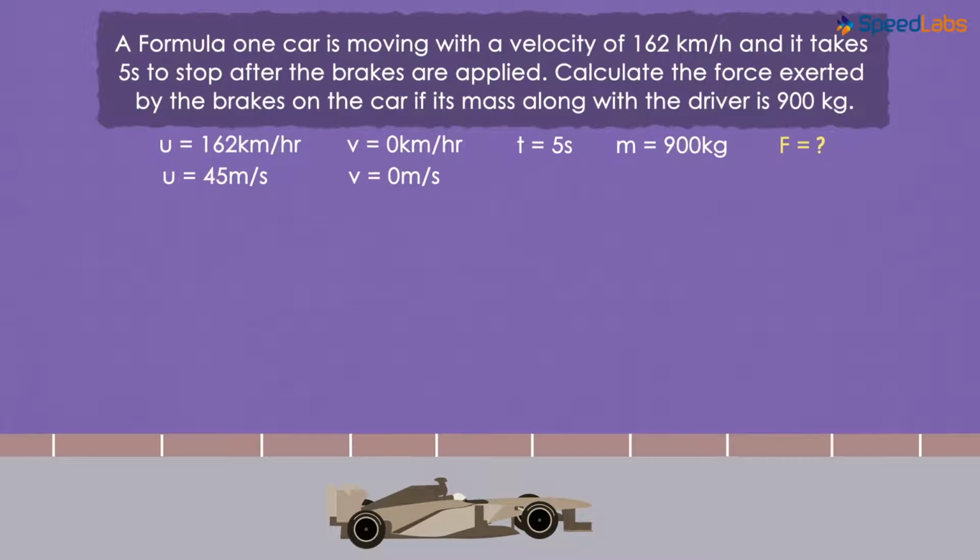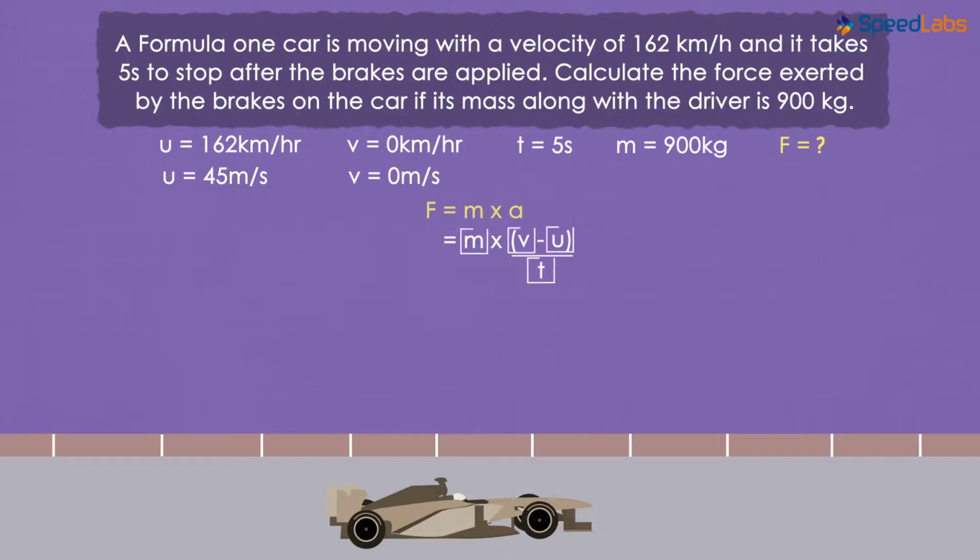But wait, the formula we know is force equals mass times acceleration. Have we been given the acceleration? Well, not directly, but indirectly, yes. Do you remember what acceleration is? Yes, it is the rate of change of velocity. It will be v minus u over t. The force applied will equal m times (v minus u) over t.